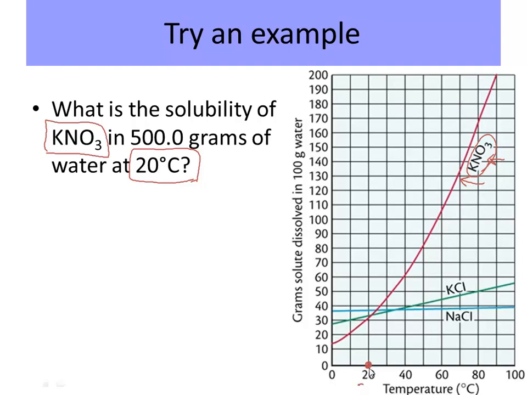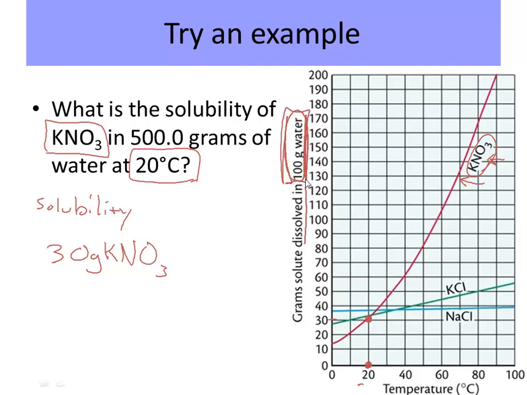So I have 20 degrees Celsius. So I want to go up here and interpret my point right here. I get a point. What do we estimate it at? Probably 30 or 31. So my solubility is, let's say, 30. It could be 31 or even 32, depending on how you read the graph. 30 grams of KNO3, for 100 grams of water.